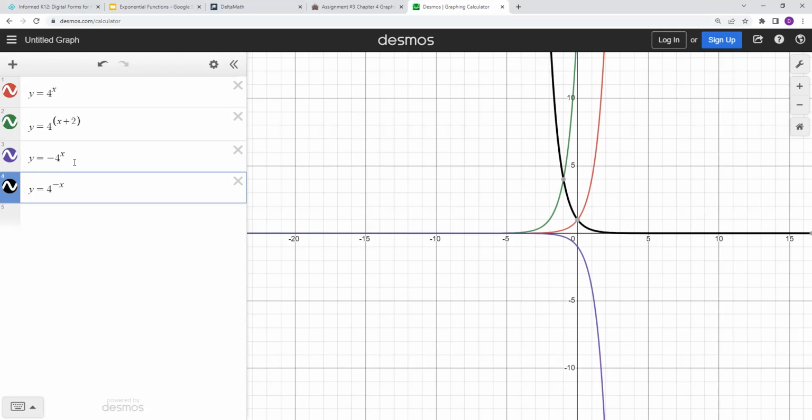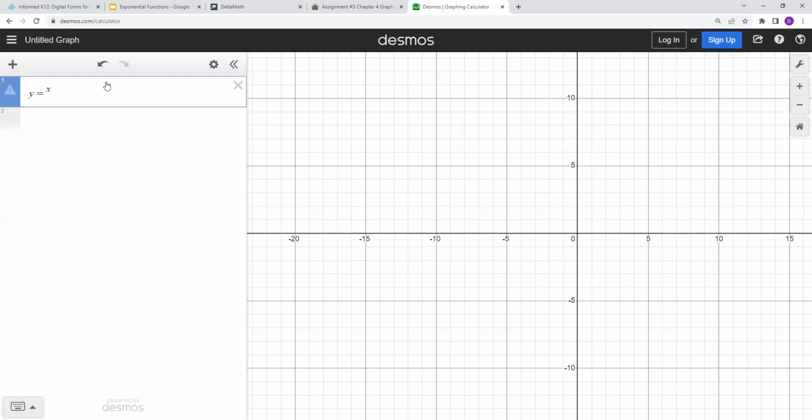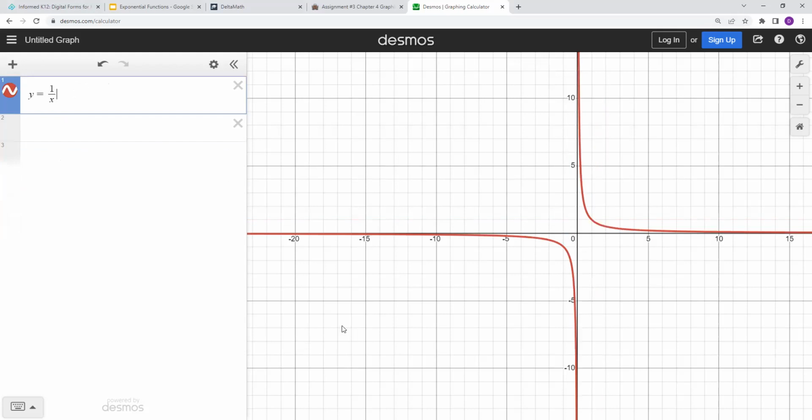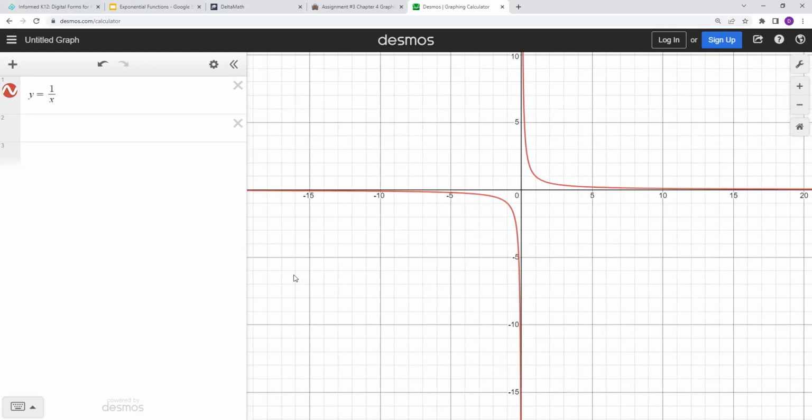Let's go over rational expressions real quick. I'm going to delete all these actually. Let's just say it's 1 over x. I should have done it last section, but I didn't. What happens here? This is the basic rational expression, right? The y-axis is the asymptote, and the x-axis is an asymptote. How do you think I shift to the right?